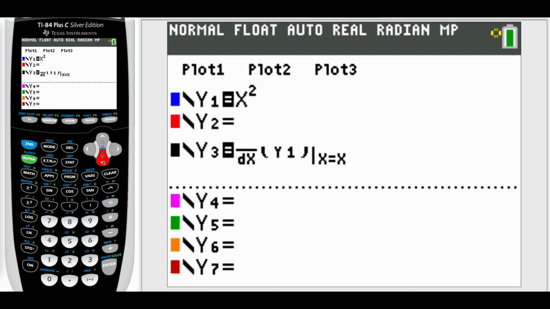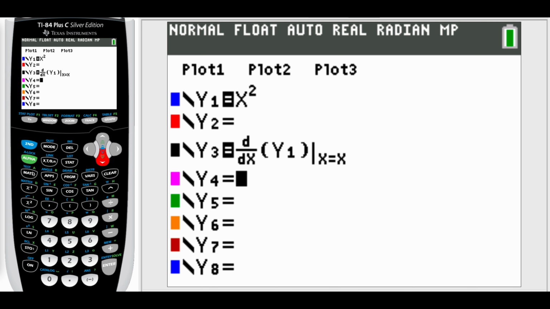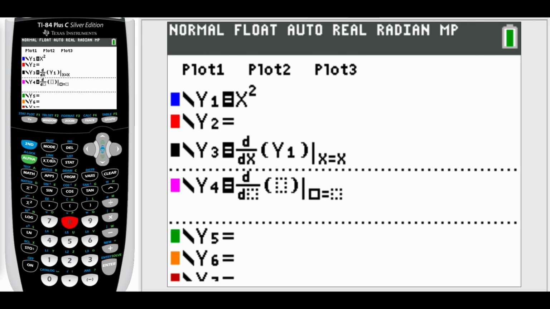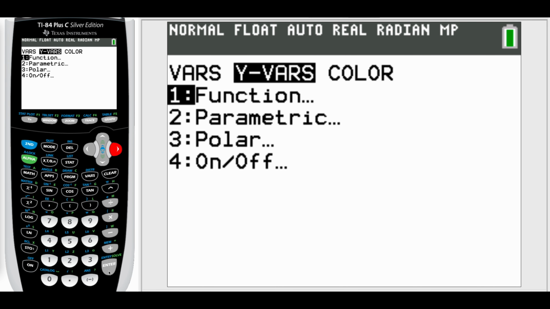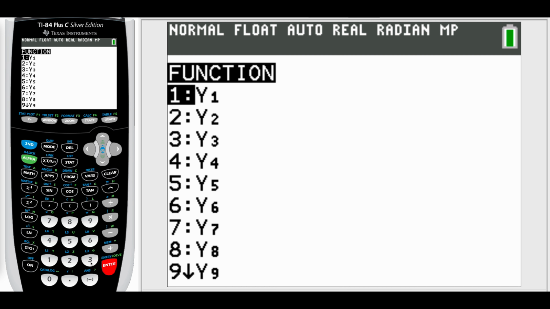All right, so if I go to here to this y sub 4 and I do a math 8 again to get that derivative operator there, d over dx. Now I'm going to do the derivative of the derivative here. Well, the derivative is y sub 3. So I'm just going to do y sub 3 in the vars here. So vars, arrow over to y, vars. So vars just means variables. Function, and then we want the third choice, y sub 3.